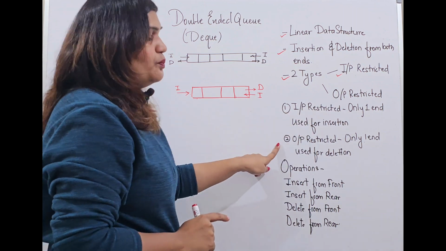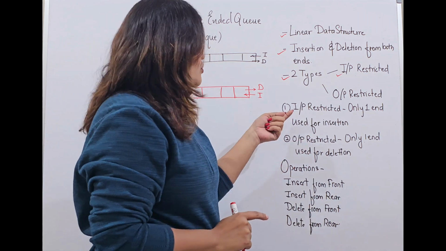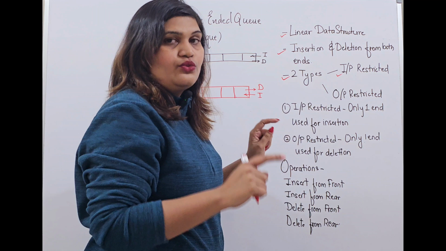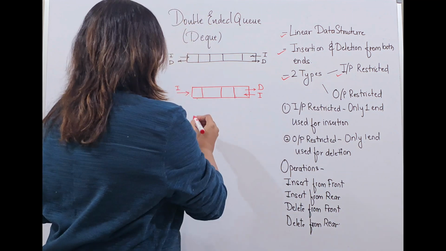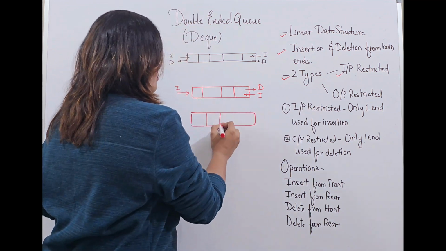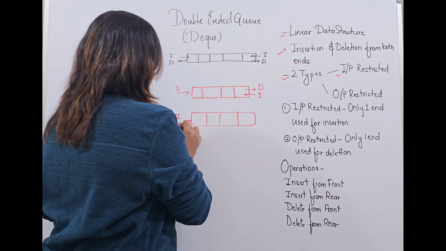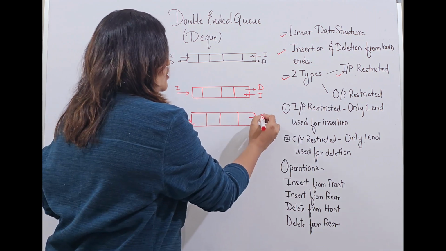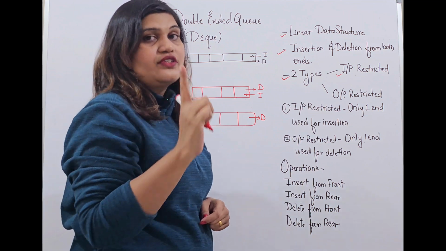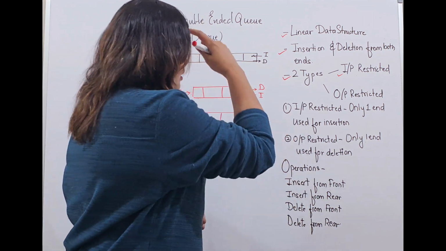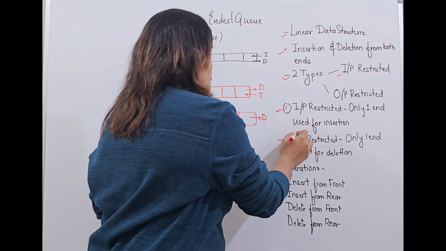With that, if I say output restricted, opposite of input, here only one end is used for deletion. So you delete only from one end. So if this is my queue, from here I can insert as well as delete. From here I can just delete. Input restricted and output restricted. Okay, two types.